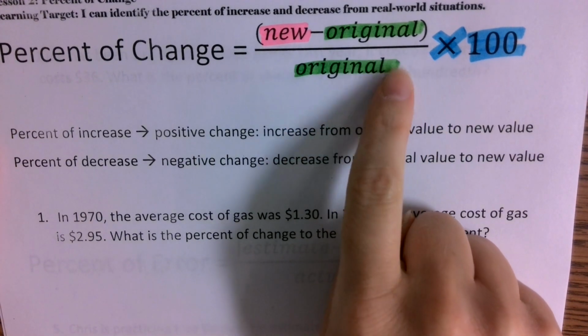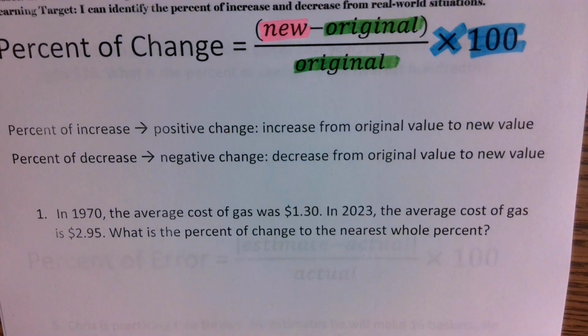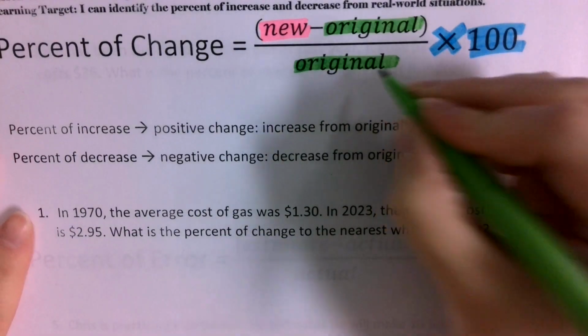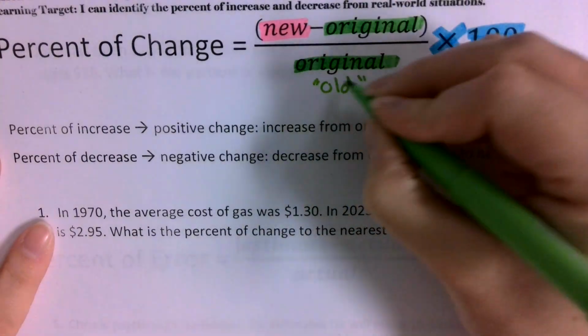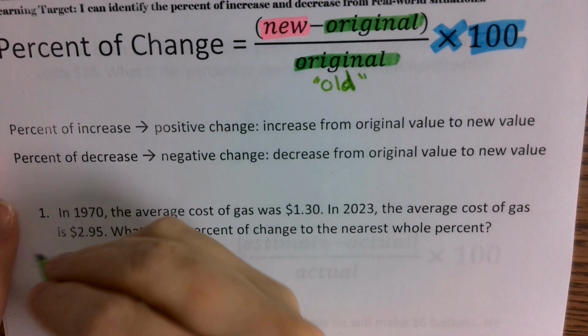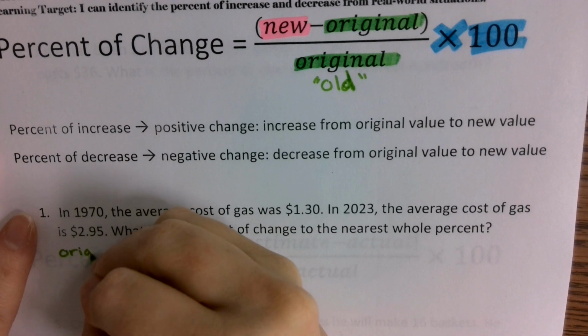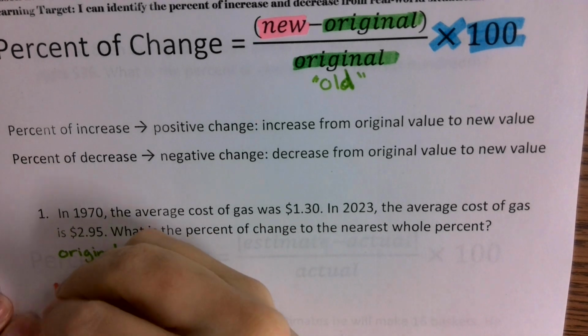So honestly, the most difficult part of this process for some students is identifying which value is the original and which value is the new. So you need to make sure you're reading carefully for key words that would indicate that this was an old value and this is a newer value. So original could also be the key word old. Okay? If you don't know that original means old, that's what it means. So I need to identify what the original value is in the problem. I also need to identify what the newer value is in the problem.